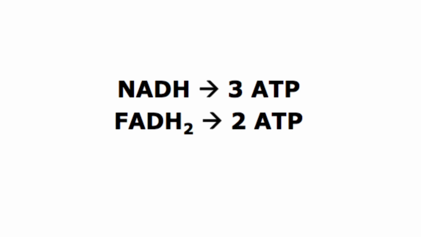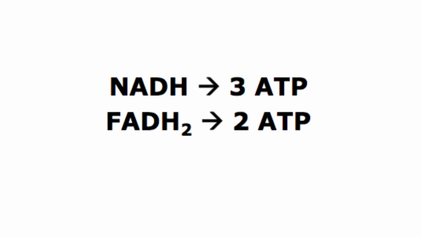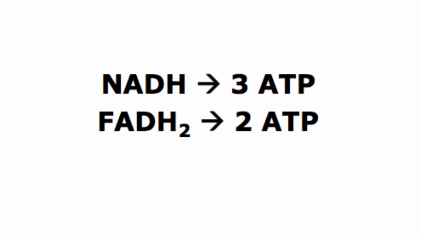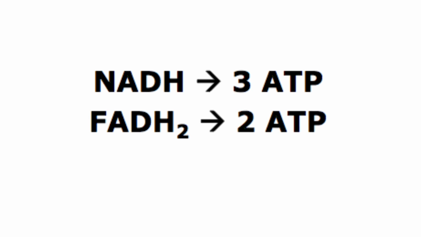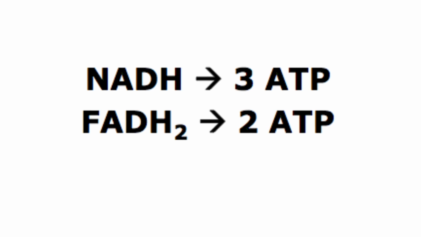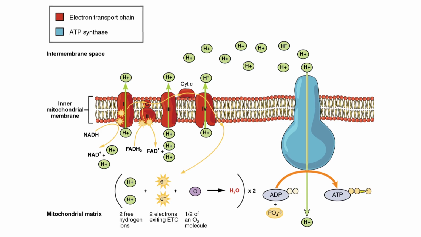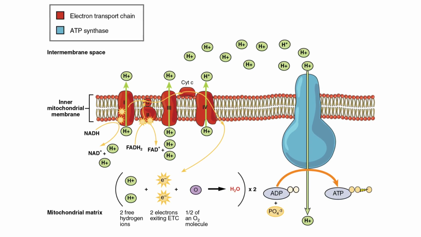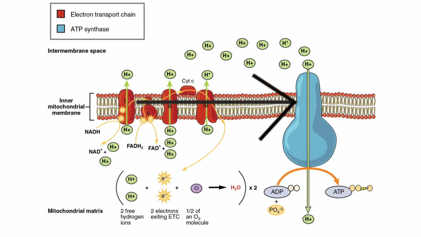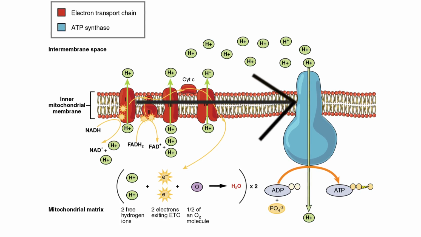For every molecule of NADH, the electron transport chain will be able to generate 3 molecules of ATP, and for every electron delivered to the chain by FADH2, the electron transport chain will be able to generate 2 molecules of ATP. The electron transport chain essentially works by pulling electrons through a series of coenzymes with increasing electron affinity until they reach their final electron acceptor, oxygen.